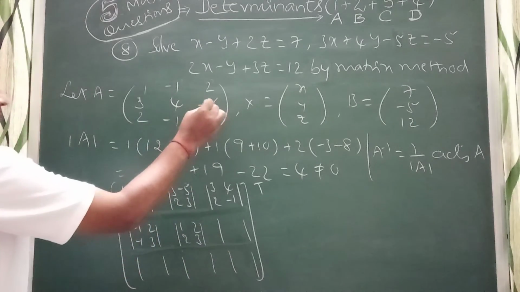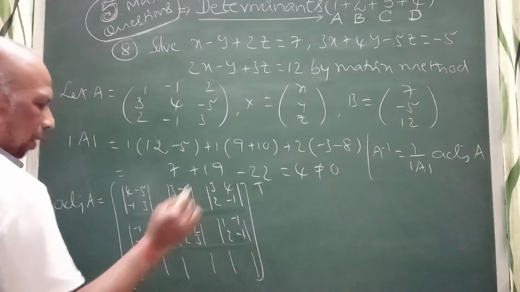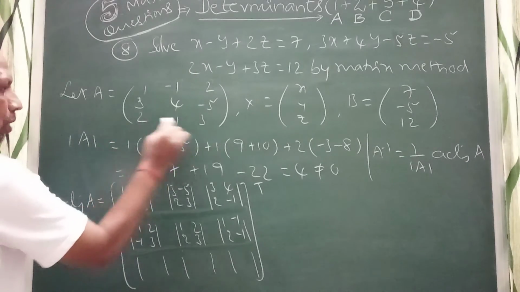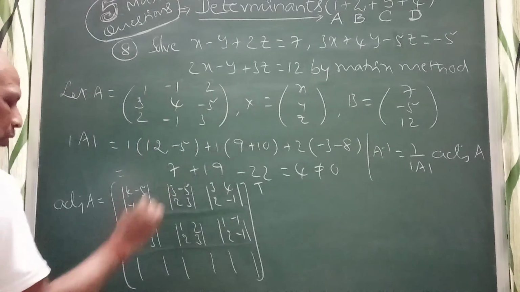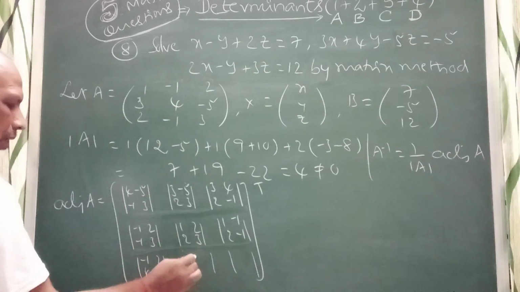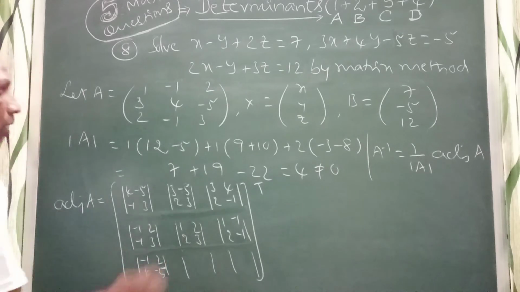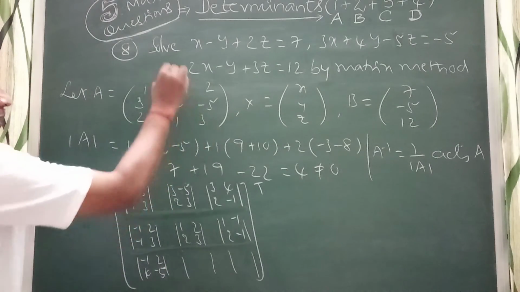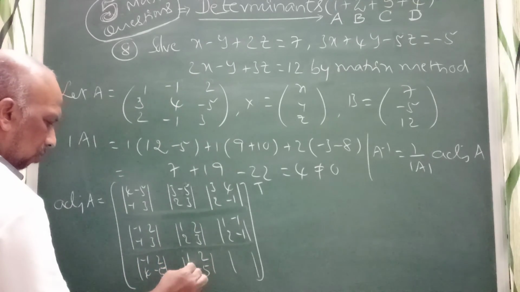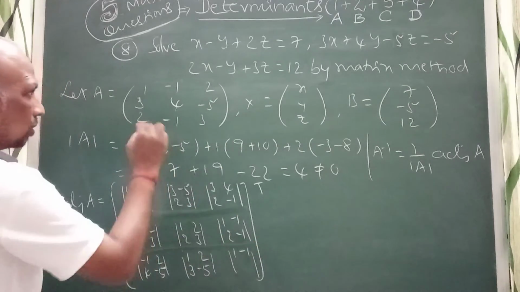And minor of minus 5, leave this row and this column: 1 minus 1, 2 minus 1. And coming to here, minor of 2, leave this row and this column: minus 1, 2, 4 minus 5. And coming to here, so this is 4 minus 5. Now, leave this row and this column: 1, 2, 3 minus 5. Then for the last, leave this row and this column: 1 minus 1, 3, 4.